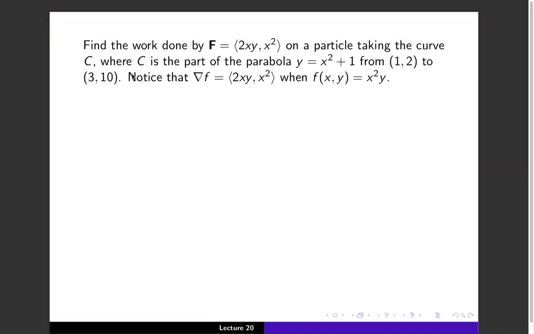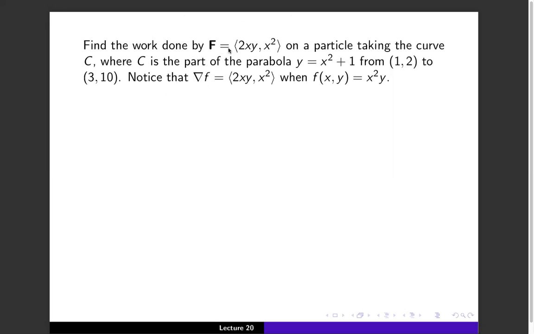So let's do a concrete example of this. What if we want to look at the work done by the force field F = ⟨2xy, x²⟩ on a particle taking the curve C, where C is the part of the parabola y = x² + 1 from (1, 2) to (3, 10)? And we're going to observe here that our vector field, our force field in this case, is the gradient of the function f(x, y) = x²y. And if you don't believe me, just do the gradient.